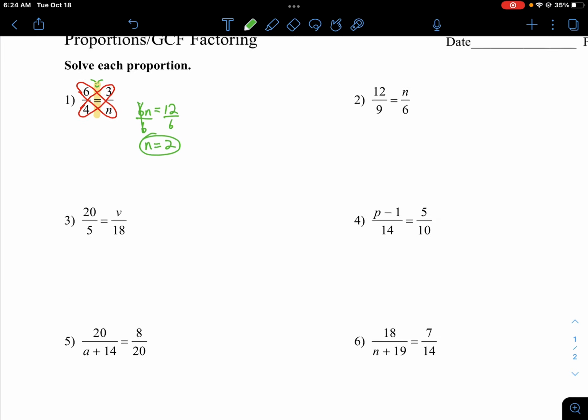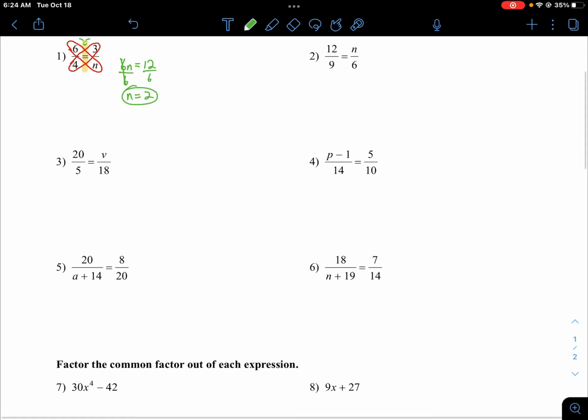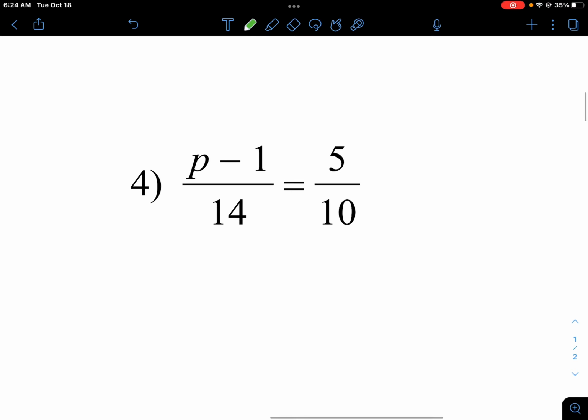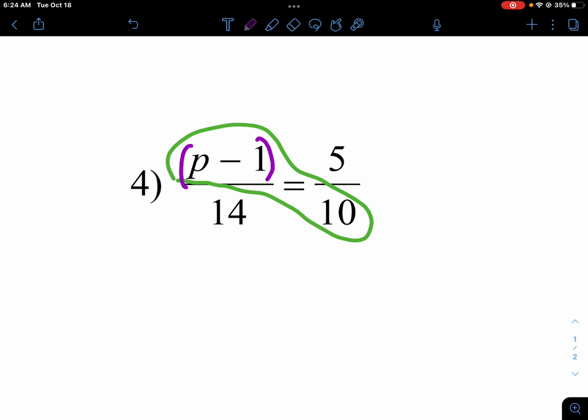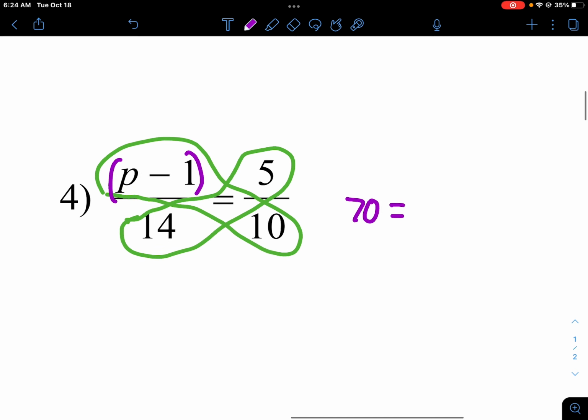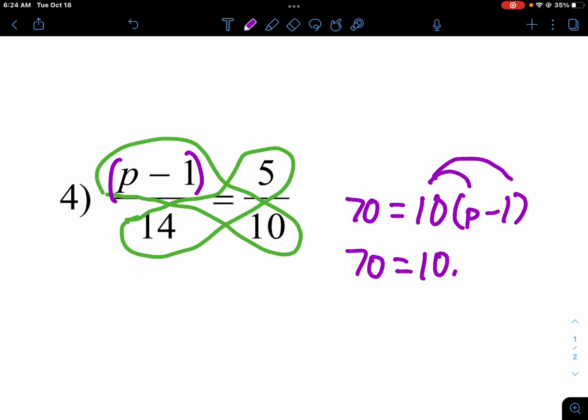Okay? The problem, like number 4. Okay, you're still cross multiplying, but put parentheses around that one, because that'll help you with the multiplying. So 14 times 5 is 70, and then 10 times p minus 1. Now you distribute, right? So 70 equals 10p minus 10.